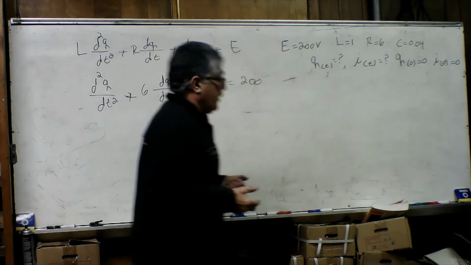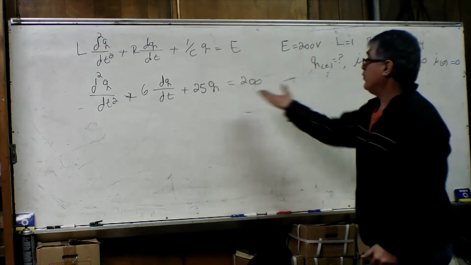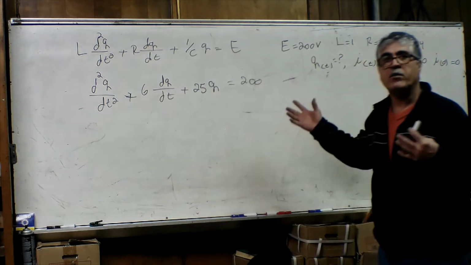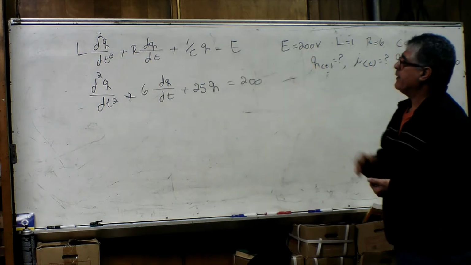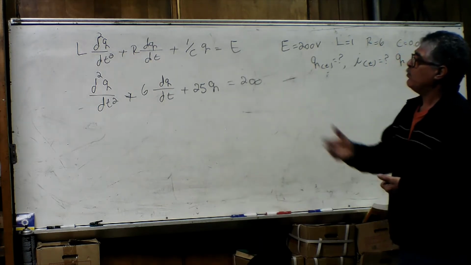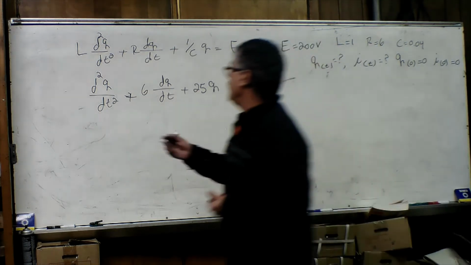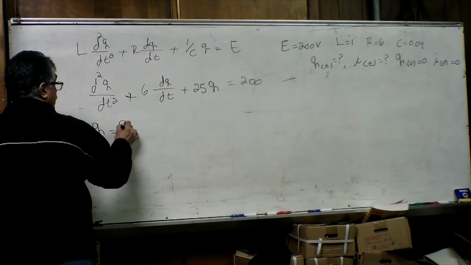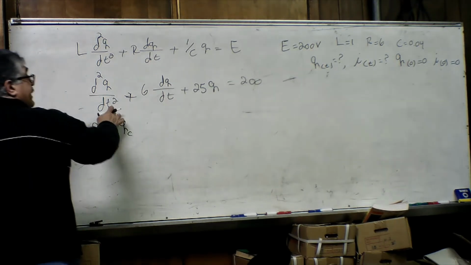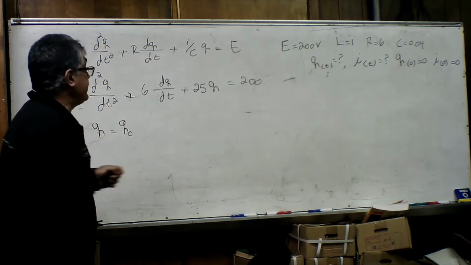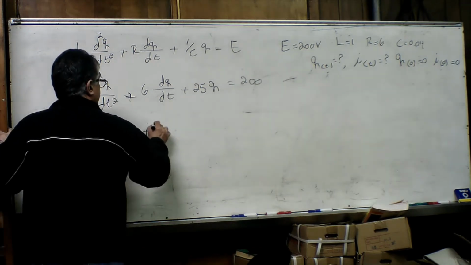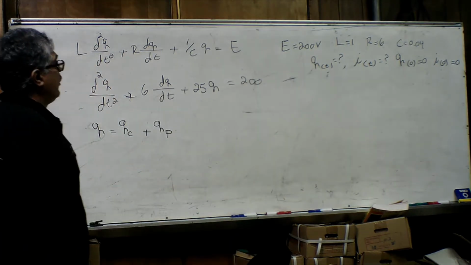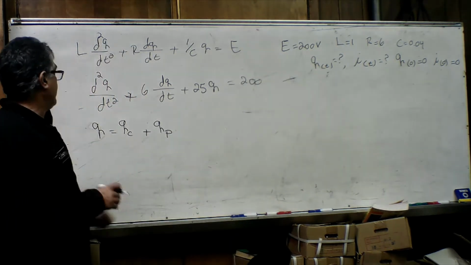Now we have a second order non-homogeneous differential equation. I have posted a video on how to solve a problem like this. The general solution for this type of problem will be, the general solution Q will be the solution to the corresponding homogeneous portion of this equation plus the particular solution to the non-homogeneous portion of the equation.